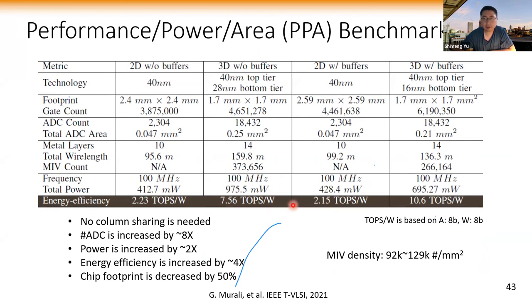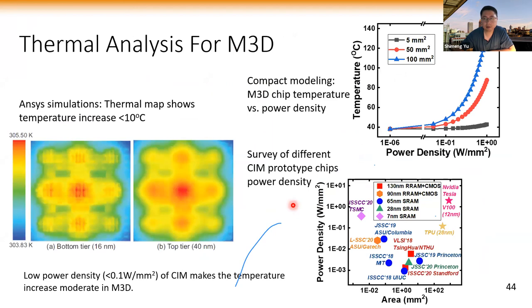And of course, for the 3D circuit design, the thermal is always a concern because you have two tiers. If you cannot dissipate your heat efficiently, then the temperature may rise up. But we did some thermal simulations and we found out that the temperature increase will be very minimal, typically less than 10 degrees for this RRAM-based design, because the power density actually is not that high. It's unlike your GPU, which is very hot. In this kind of edge inference chip, the power density is low. Therefore, the temperature is not a big concern here.